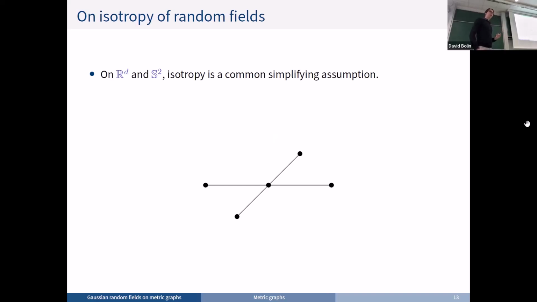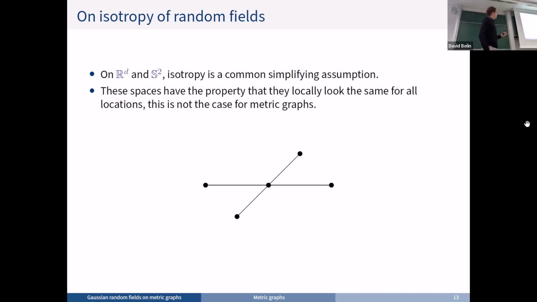But it often makes sense there because basically, if you're in these spaces, they look the same everywhere. You can translate, you can go to a different place on the physical domain and it looks the same there. Topologically, it looks the same. This is not at all the case for metric graphs.